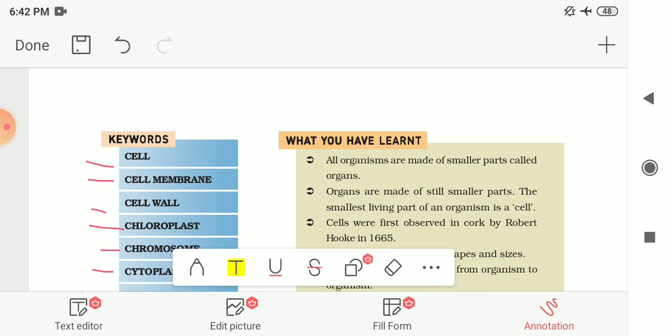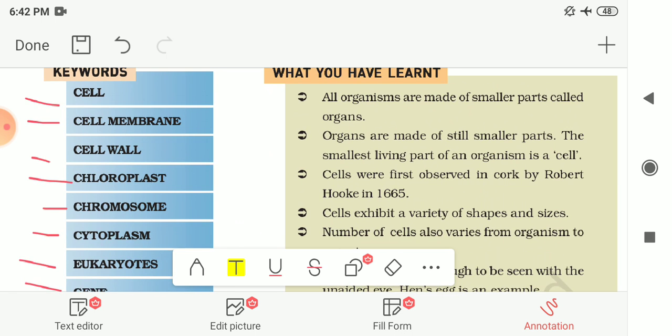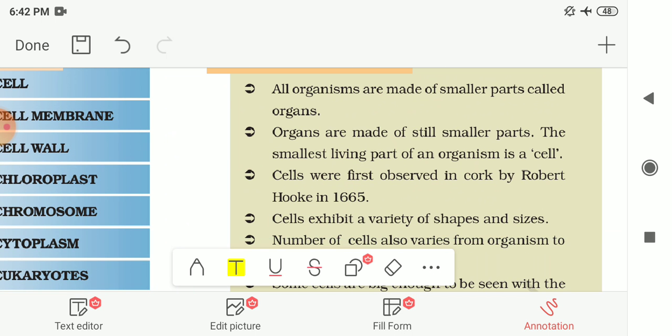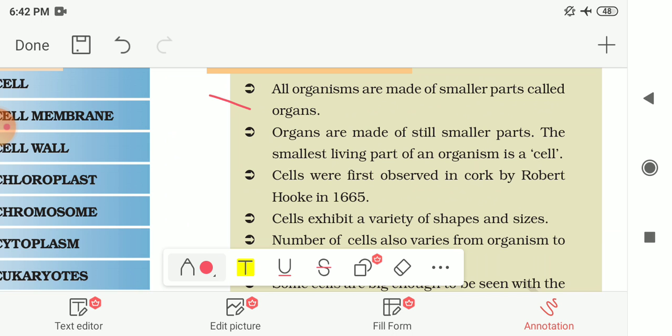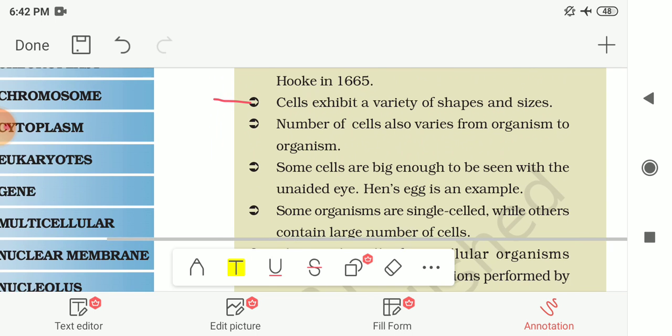You have to write these in your notebook, and after that let me see the summary of this chapter and what we have learned from it. In the chapter we saw that all organisms are made of smaller parts called organs. Then organs are made of still smaller parts, and the smallest living part of an organism is a cell. Next we saw that cells were first observed in cork by Robert Hooke in 1665, and cells exhibit a variety of shapes and sizes.